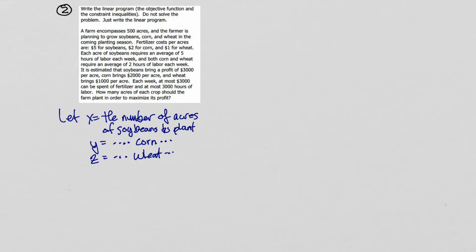So look what we have up here. We have soybeans, corn, and wheat. So that's going to be our X, our Y, and a Z. So let's write that. I wrote those down here. We're going to let X be the number of acres of soybeans to plant, Y the number of acres of corn to plant, and Z be the number of acres of wheat to plant. Now, these are our categories, right? We have 3 categories: soybeans, corn, and wheat.